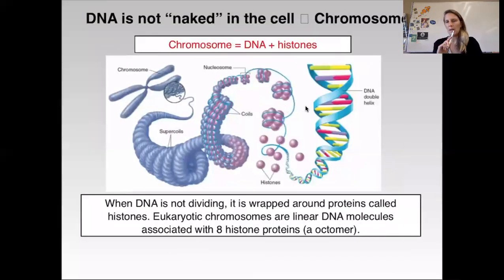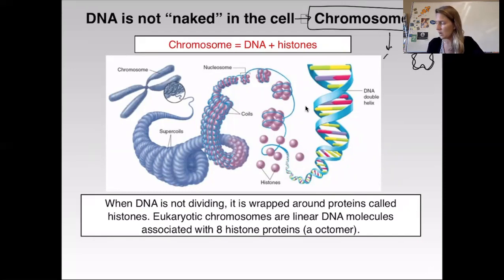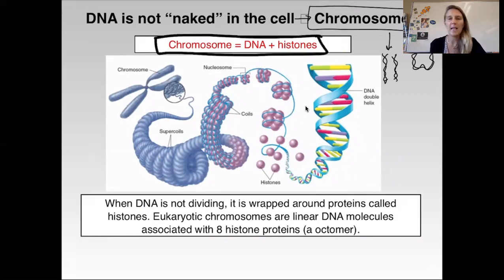Okay. A couple things to think about is that DNA does not exist naked in the cell, right? Rather, DNA exists on chromosomes, right? If you're a prokaryotic cell, you have a double-stranded circle. If you are a eukaryotic cell, you have individual linear chromosomes. And what a chromosome really is, is DNA and proteins, right? And in particular, the proteins are called histones, right?